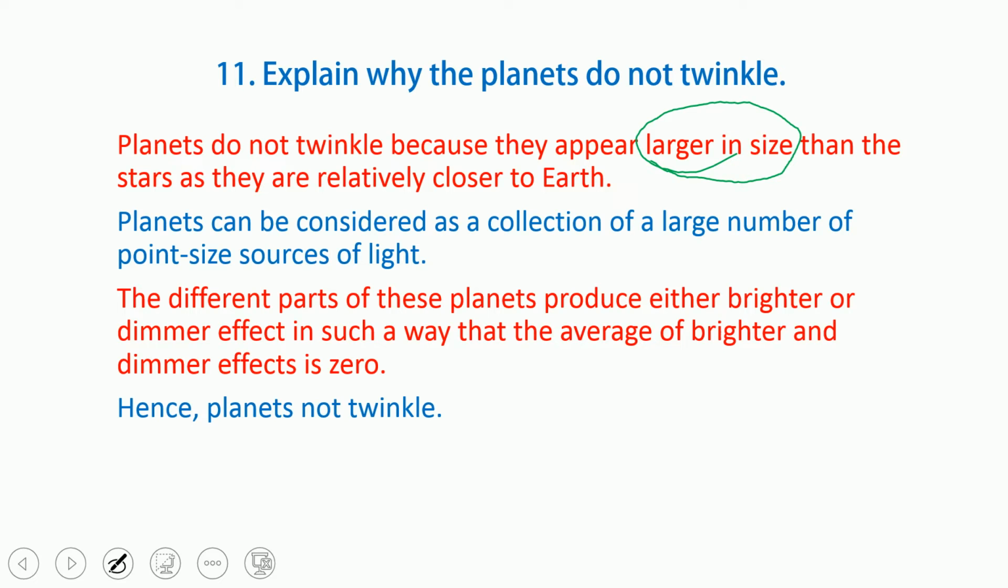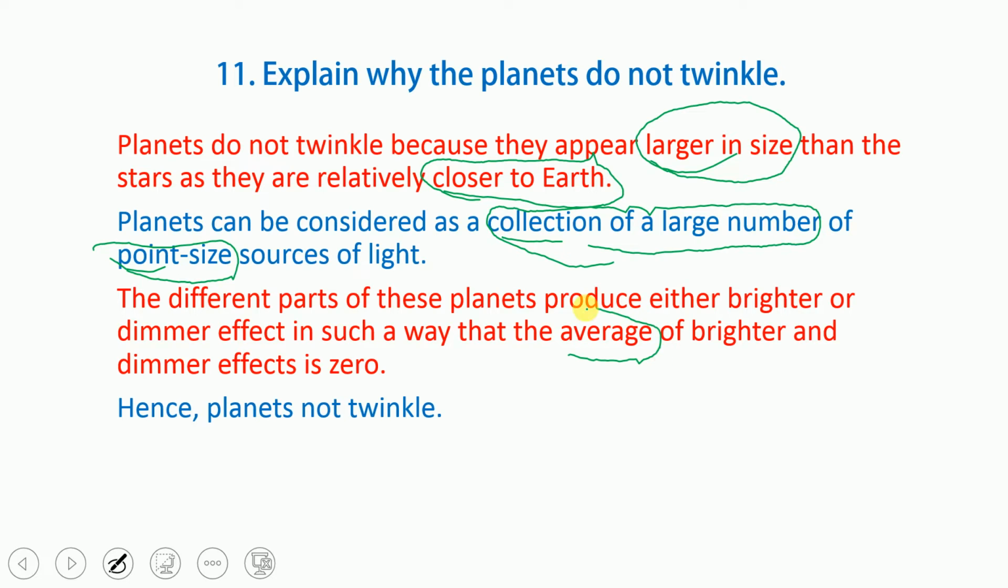As they are relatively closer to Earth, that is the other thing. They are closer to Earth, whereas stars are far away from the Earth. Planets can be considered as a collection of a large number of point-size sources. The different parts of these planets produce either brighter or dimmer effects in such a way that the average of the brighter and the dimmer effect is zero.